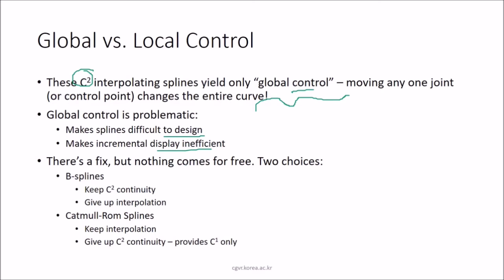So there is a fix, but everything has a cost. So there are 2 choices. You can have B splines and Catmull-Rom splines. In B splines, we keep C2 continuity and give up the interpolation.